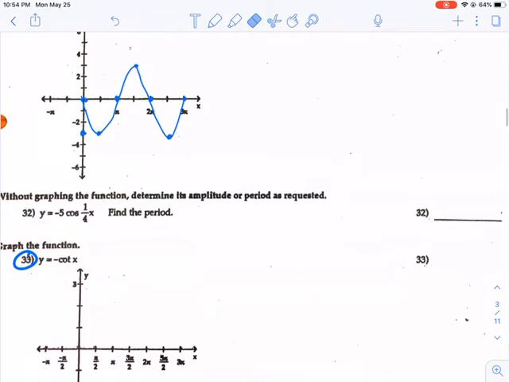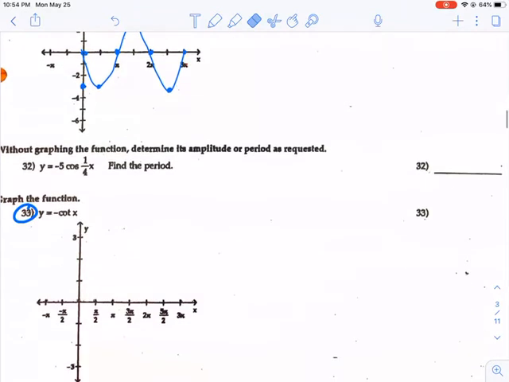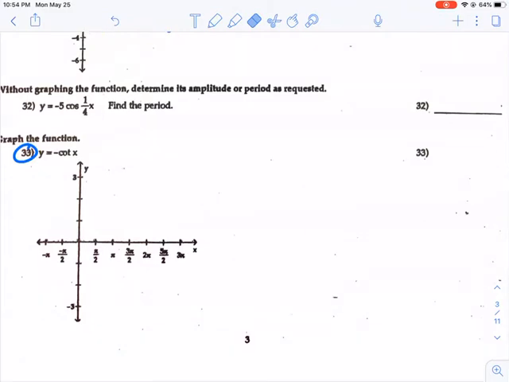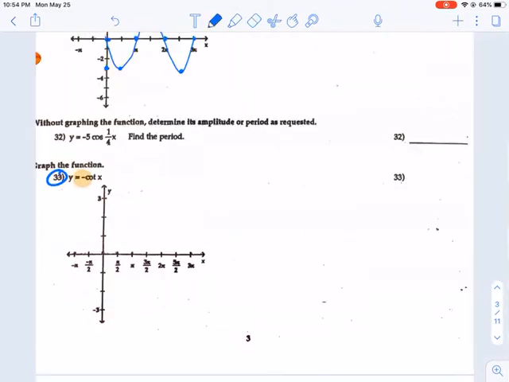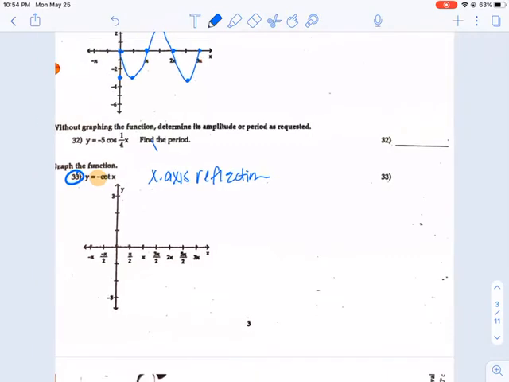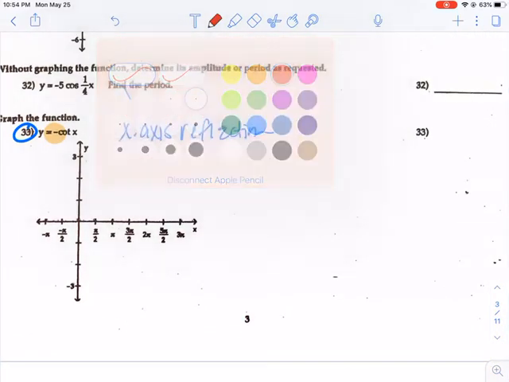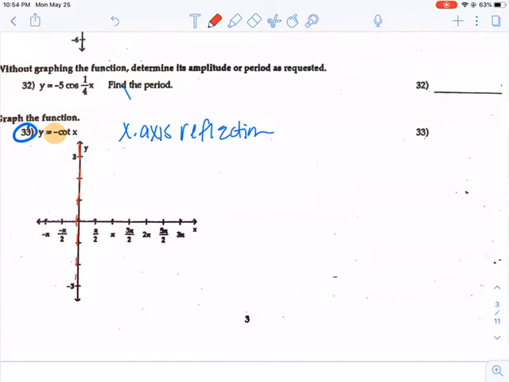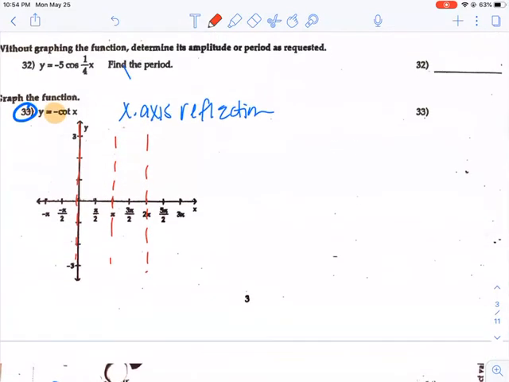Okay. All right, 33. Cotangent graph. The only thing that's changing is it has a reflection. Okay, that negative x-axis reflection. So it's going to change what direction your curves look like. Okay, your asymptotes aren't going to change at all, so they are still going to be at pi and pi over 2. Our curves are just going to be going the other way. Okay, so they're going to look like this.